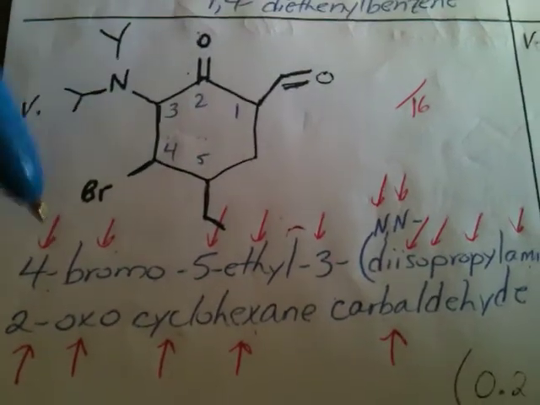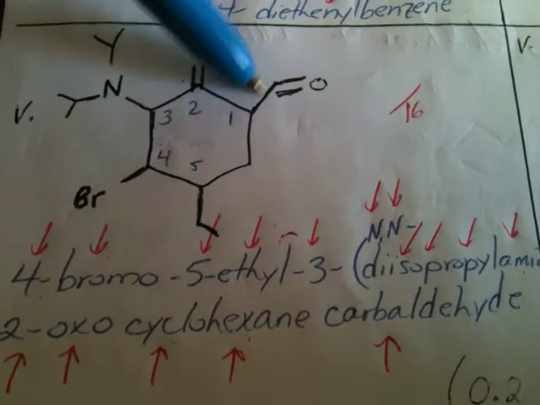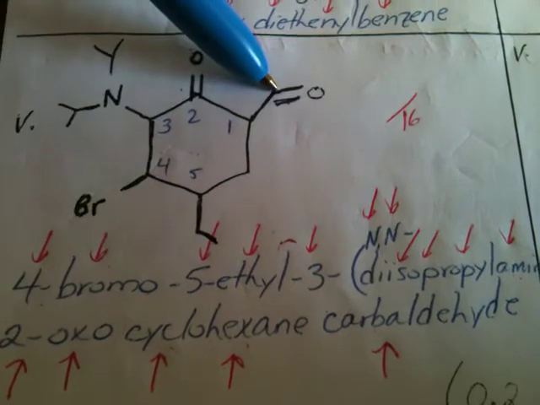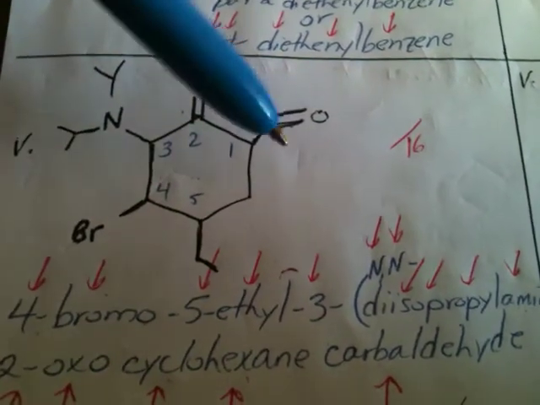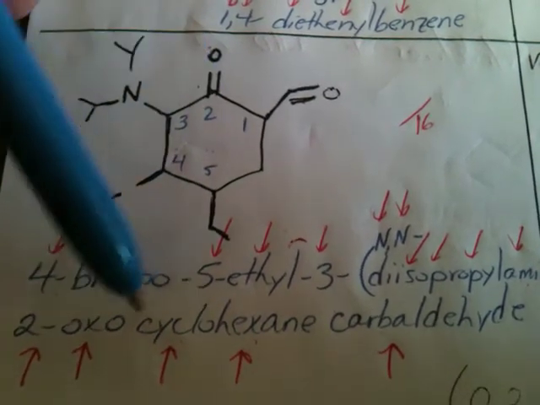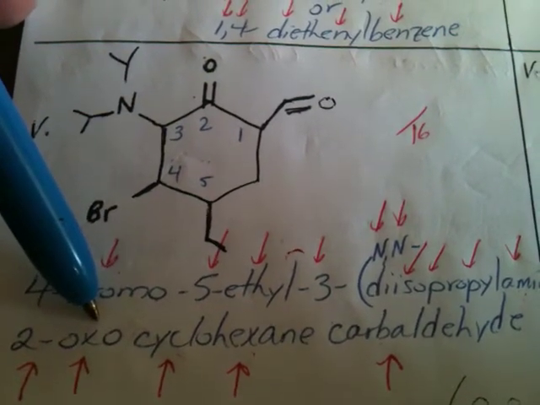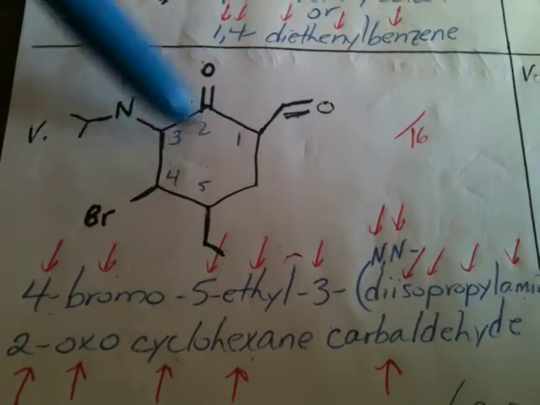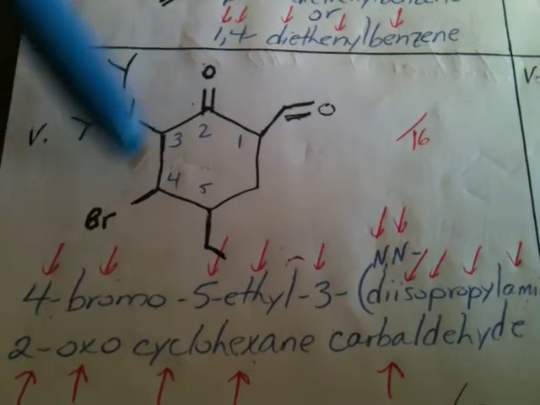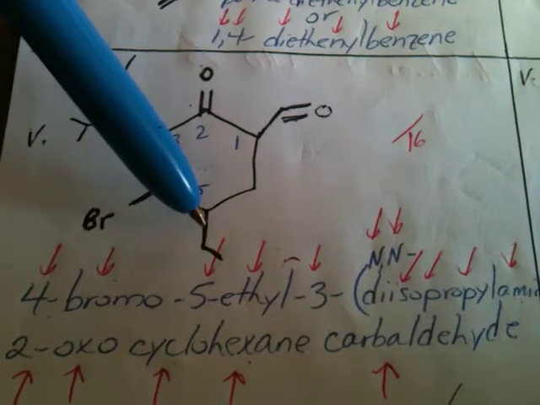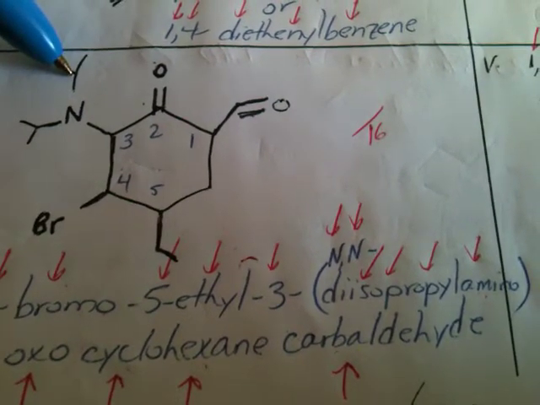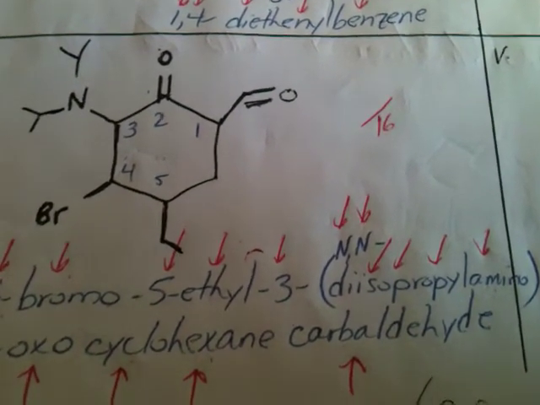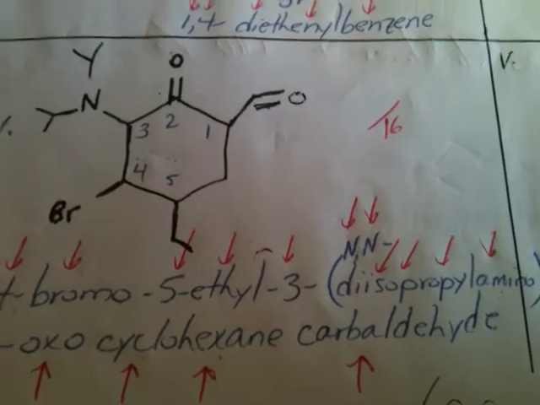But I named it 4-bromo, so I started counting at the aldehyde group, which has the highest priority. Everything else is a substituent. So normally when you have a ketone as a substituent, you would use the oxo designation. So this is numbered clockwise, starting from the aldehyde position. So 4-bromo, 5-ethyl, 3-N,N-diisopropyl. Why do I say N,N? Because both isopropyl groups are located on the amino, on the amine group.